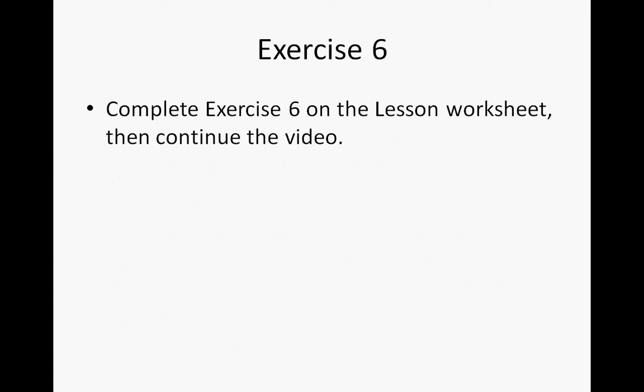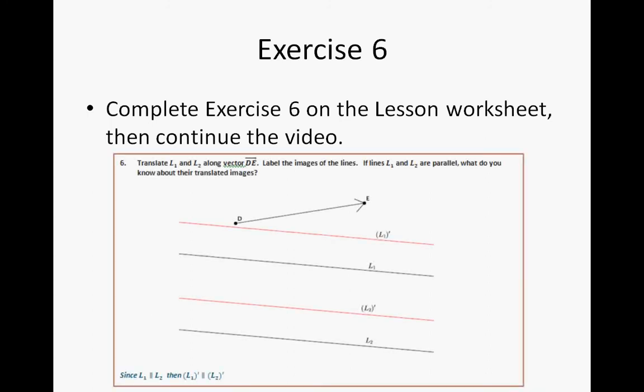All right, let's go ahead and do exercise 6 on the lesson worksheet and then continue the video to check your answer. All right, so you've done exercise 6 and this is what you should have. You could use your transparency for this, but once you take your parallel lines L1 and L2, and translate them along vector DE, you're going to get these red lines here, which are L1 prime and L2 prime. So our summary down here: since L1 is parallel to L2, then L1 prime is also going to be parallel to L2 prime. And again, if we added another line in the middle, it would look like a music sheet of paper with the staff.